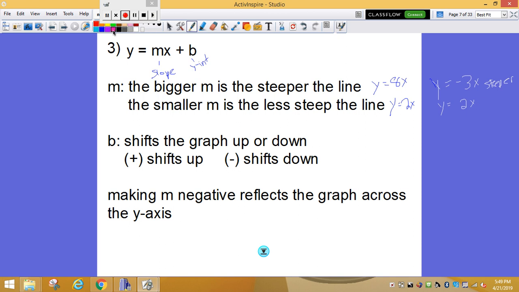If it's a plus, it's going to shift it up. If it's a minus, it's going to shift it down. And making m negative reflects the graph across the y-axis.